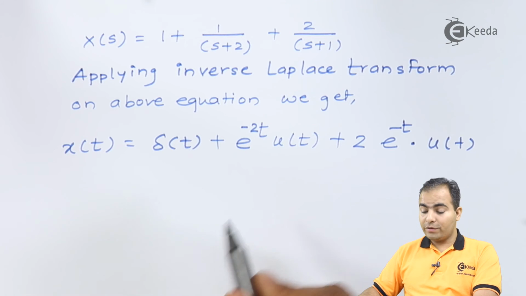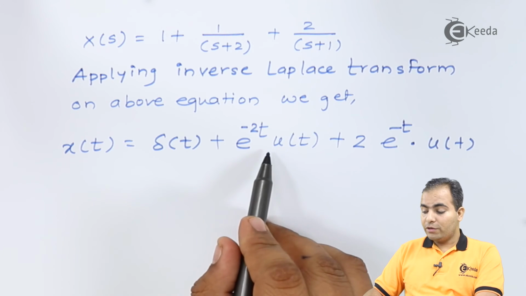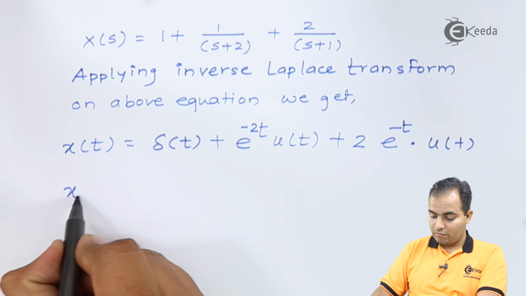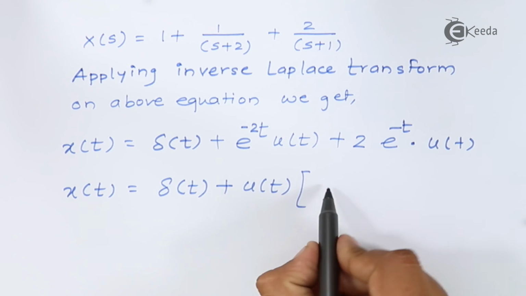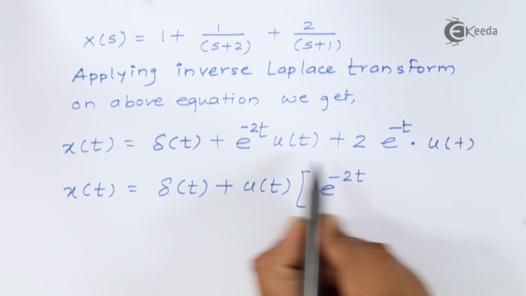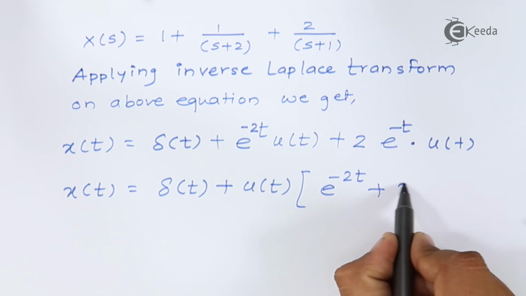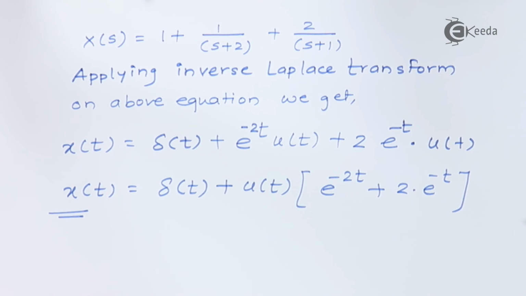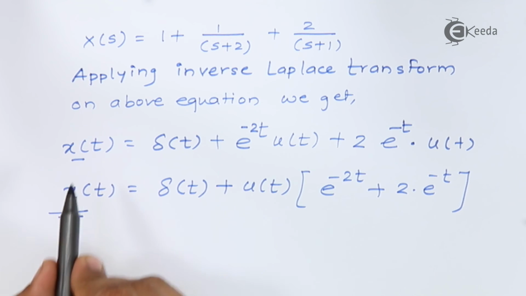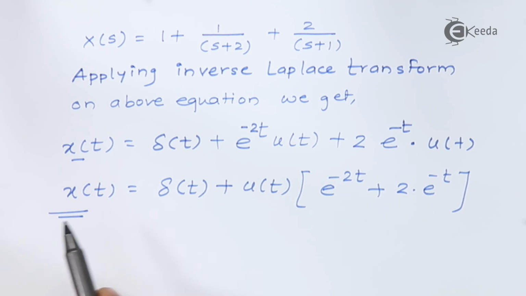If you want, you can add one more step over here. You can take this u of t common. What is remaining? E to the power -2t, plus twice into e to the power -t, and this is our answer. So you can stop here also, and you will get the full marks, don't worry.